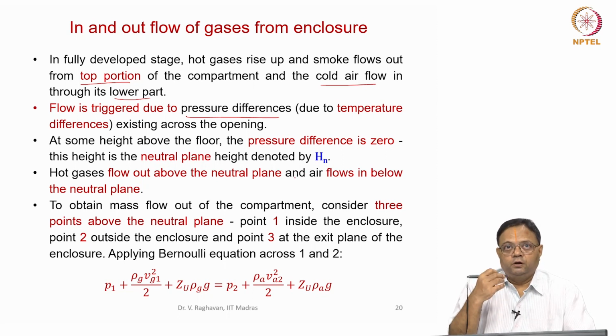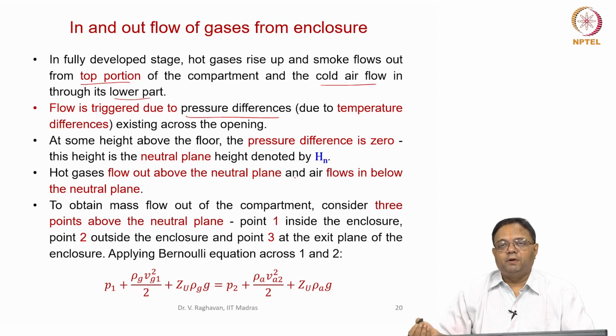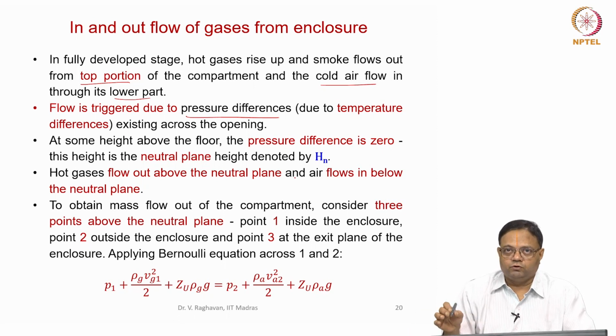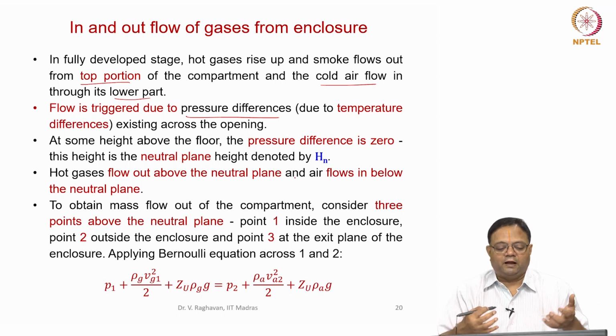Basically, in the top portion, the pressure inside the compartment will be more than that of the ambient, so that the flow goes out. In the bottom portion of the compartment, that is below the neutral plane, the ambient pressure will be more than the compartment pressure, so that the air comes in. The pressure difference is naturally set up.